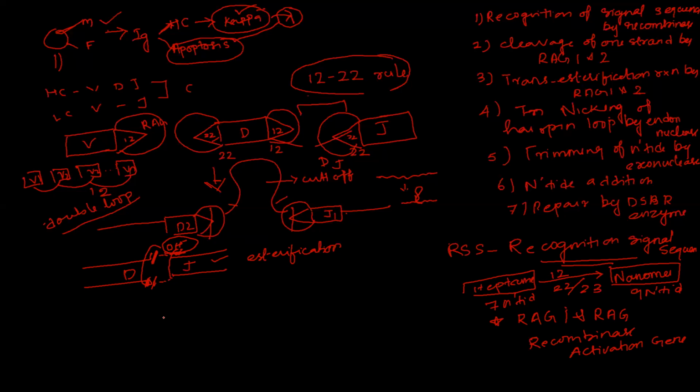So now this is where we have reached. If you see the recognition, this is the part recognition. Then you have the cleavage of one strand by RAG 1 and 2, and the transesterification reaction by RAG 1 and 2. Okay, now the nicking of the hairpin loop. Let's see what happens then.